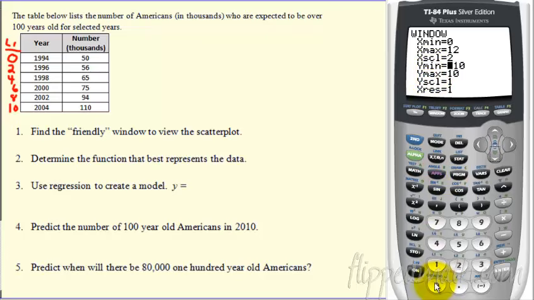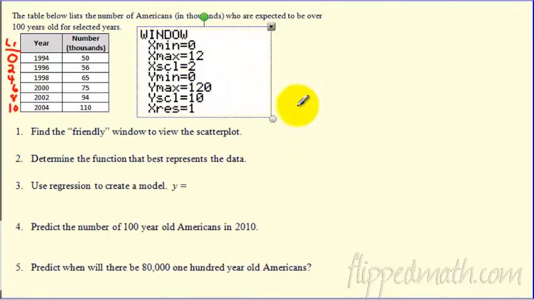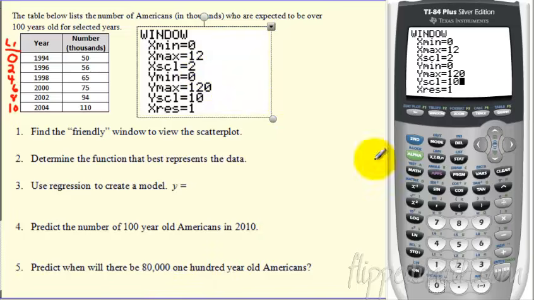Y is, again, if I can try to make it 0, I do. I know I could start it at 50. And this goes to like 120. So what's my Yscl? My Y, I'm counting by, I don't know, tens. And I'm good to go. So there's my window. Let's go ahead and put that over here just in case you need it. And let's graph this bad boy.